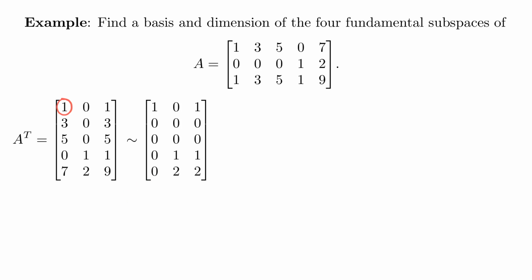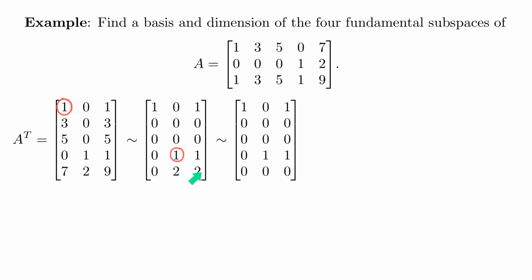Our next step is going to be finding the second pivot position, which is this one right here, and we are going to use it to remove everything below it, specifically this 2. In order to do that, we subtract 2 copies of this row from this row, and we end up with a last row of zeros. To get the proper reduced row echelon form for A transpose, we need to swap out some rows and put all the rows of zeros at the very end.